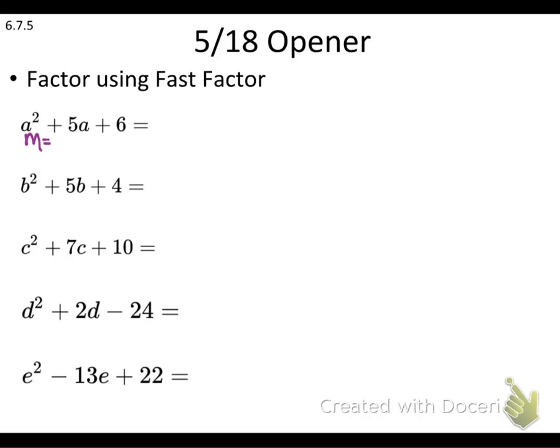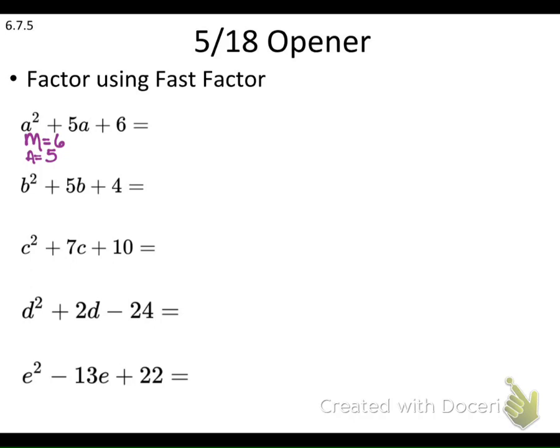Now, there is no coefficient in my first spot here in the expression. It's just a squared. So we have to imagine that it's a 1. That's how we know we can fast factor, because there's no coefficient listed in the first part of my expression. Okay, Deontay, what's my A going to be? How do you know that that's your A?